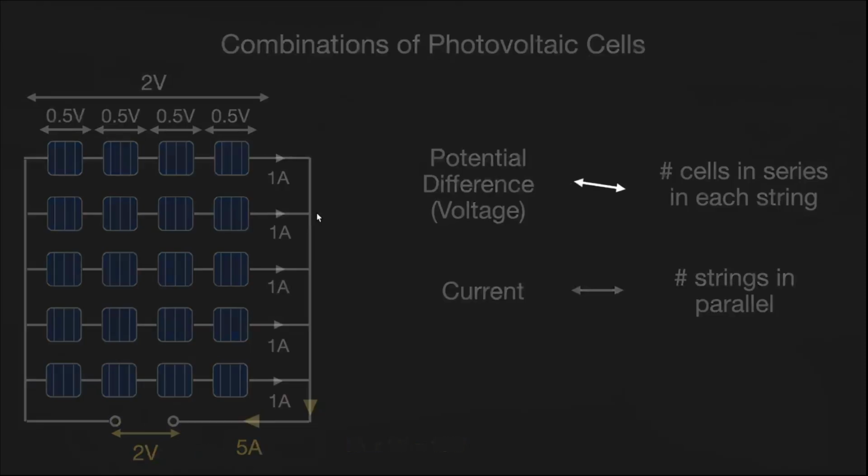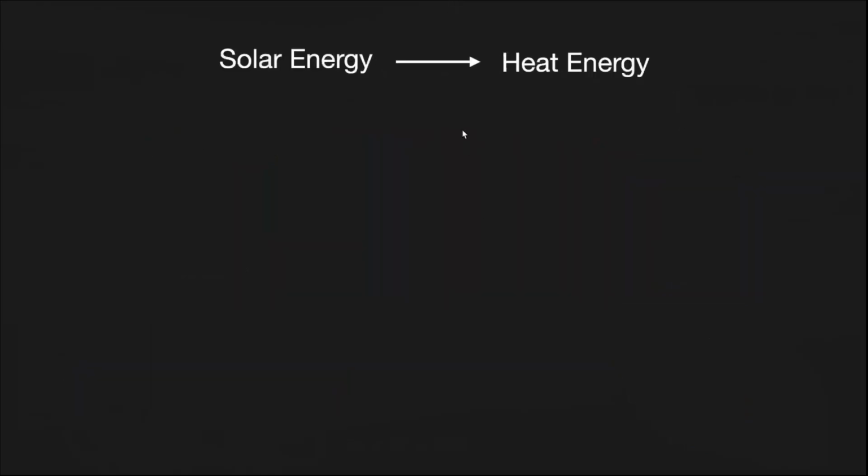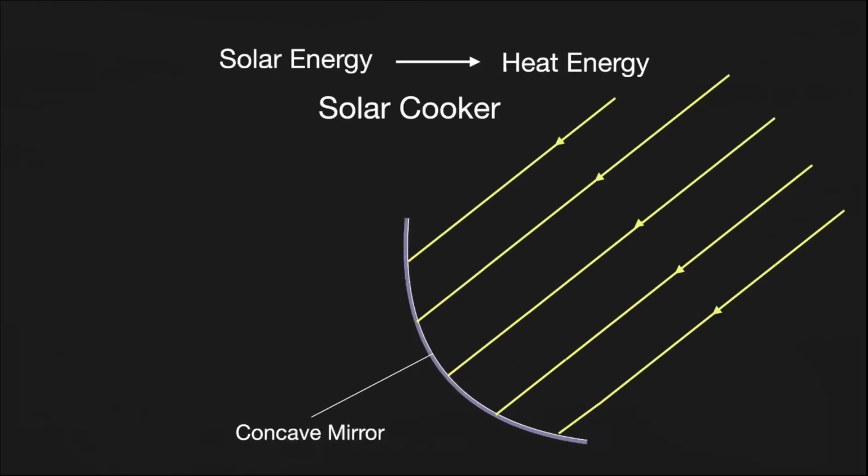So we discussed how we can convert solar energy directly into electrical energy. Now we'll discuss how we can convert solar energy into heat energy directly. Let's go ahead with the example of a solar cooker. A solar cooker has a mirror, and this is a concave mirror. This is the shiny side, right? When you have the sun's rays coming from infinity, they're all parallel to each other. Once they get reflected off this concave mirror, they meet at a point called the focus.